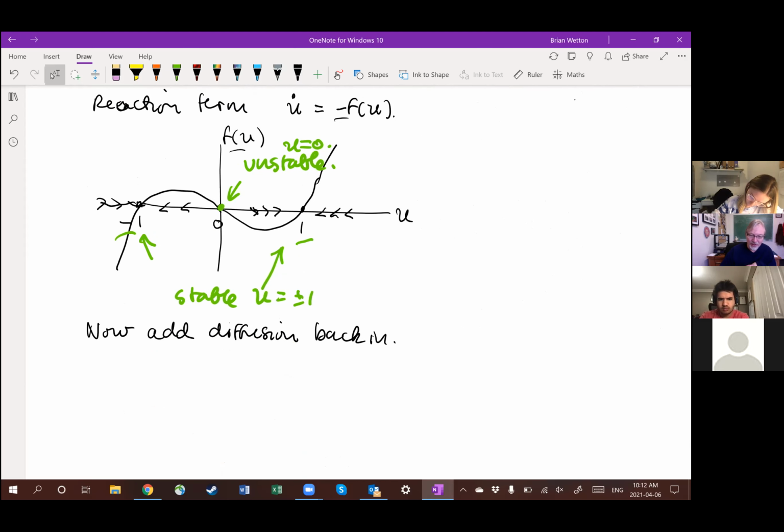very quickly, you're going to move to regions that are either +1 or -1. And then diffusion only kicks in because then you're going to have large second derivatives between the regions of +1 and -1. And those are going to be described by a mix of the diffusion and the reaction term.